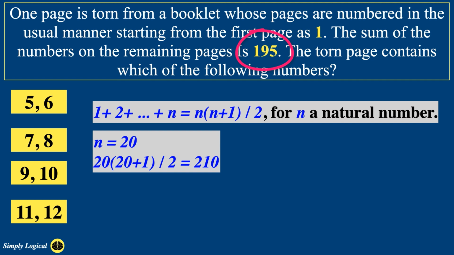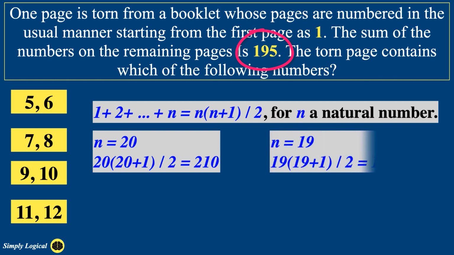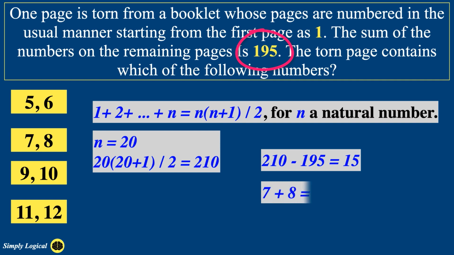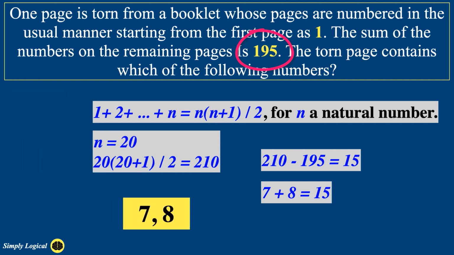This equals 210. This can be the right number we are looking for, because for n equals 19, the sum results in 190, which is less than 195. Hence 19 must be rejected. Thus the number of pages in the book is 20, and now the task is to find the torn page. So now we need to subtract 195 from 210, which results in 15. So what are the two consecutive numbers whose sum will result in 15? They are nothing but 7 and 8. Thus the answer to the problem is 7 and 8.